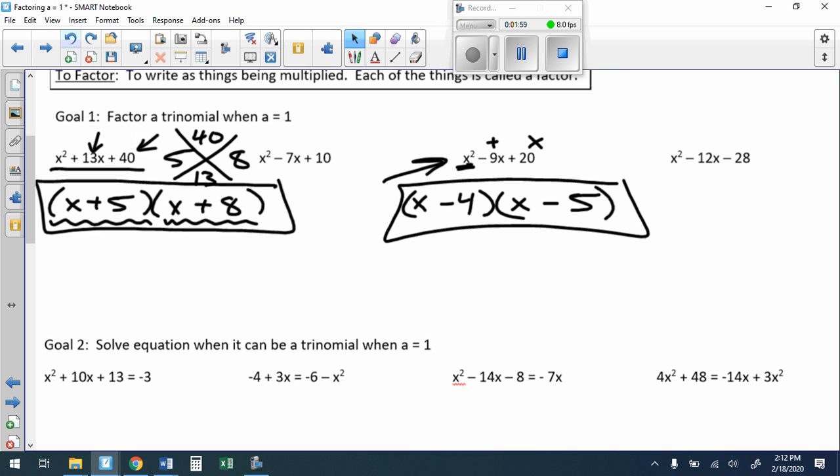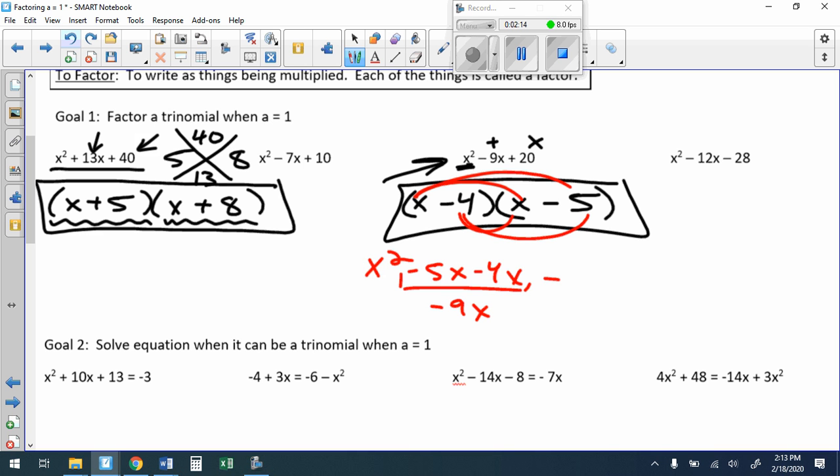Now, a way to check that that works is to actually multiply it out. x times x is x squared. Then we have minus 5x. Then we have minus 4x. There's the negative 9x. And then the last bit, plus 20. So we can see we have x squared minus 9x plus 20. That's an equivalent statement.